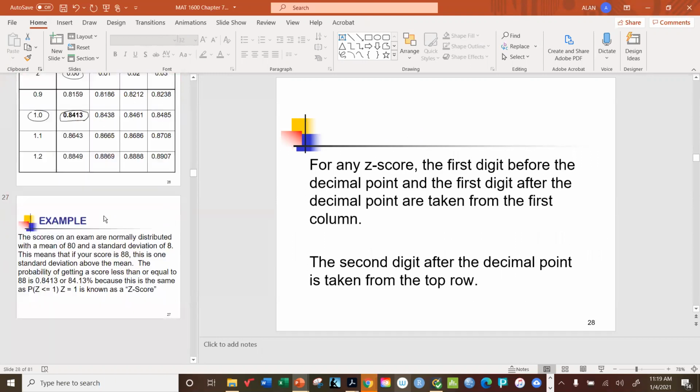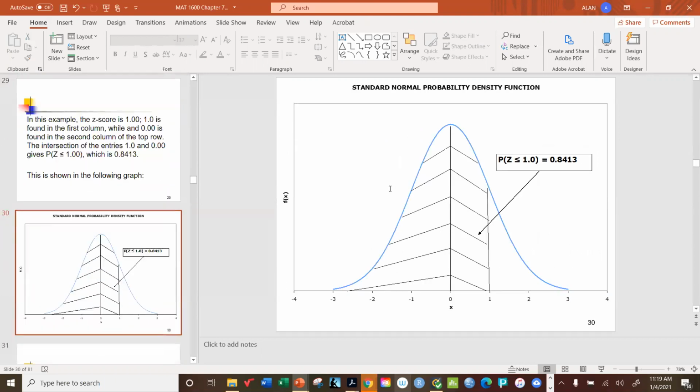All right, let's see. Do I have another example? Okay, yes. Here's a picture of what we just did. Again, this is the standard normal distribution, so that 1 means 1 standard deviation above the mean, and that has a probability of 0.8413, or 84.13%.